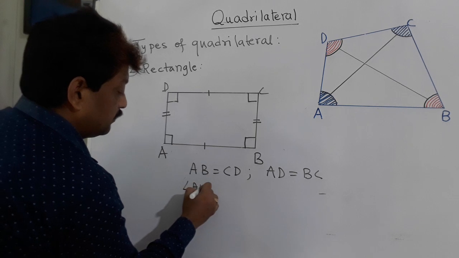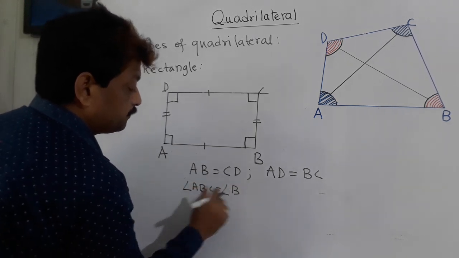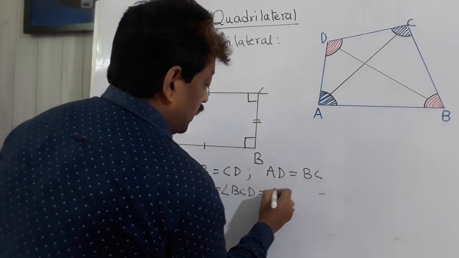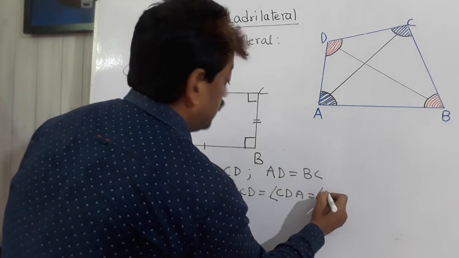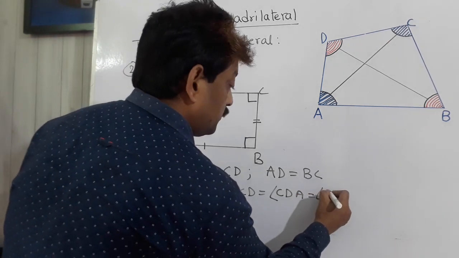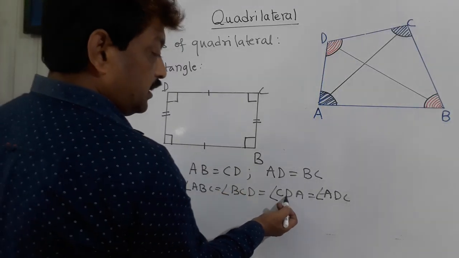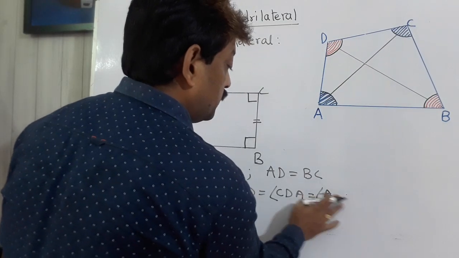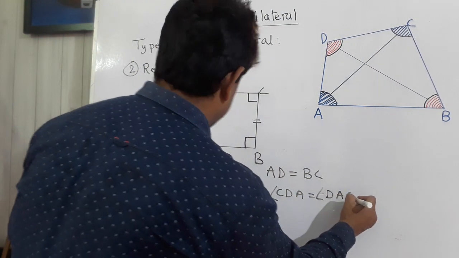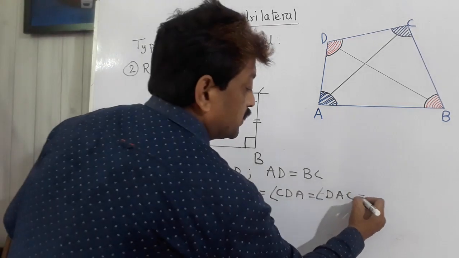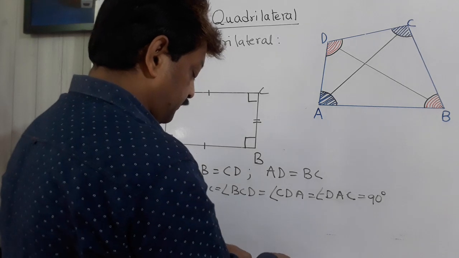So here AB is equal to CD, AD is equal to BC, and all the four angles, that is angle ABC, angle BCD, angle CDA, and angle BAD or ADC, all these four angles are equal and they are equal to 90 degrees. Okay.